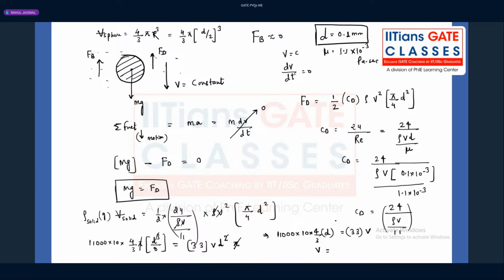Half of the CD value we have kept as 24 by RE. Where RE is what, guys? RE is given as rho v d by mu. So here we have substituted the values. How much value are you getting, guys, here?